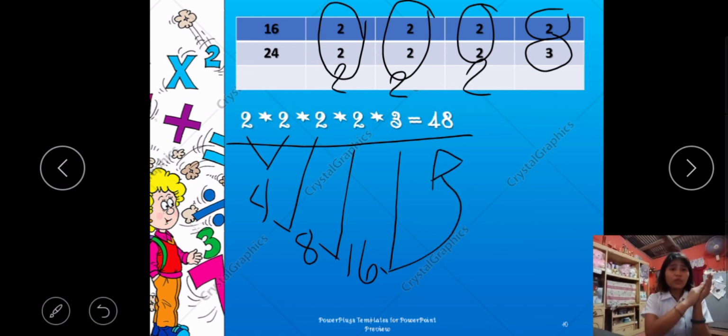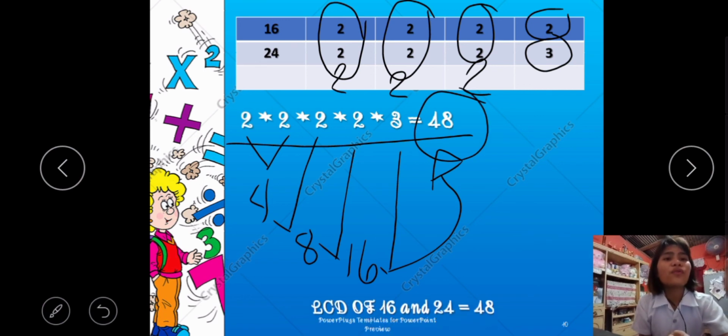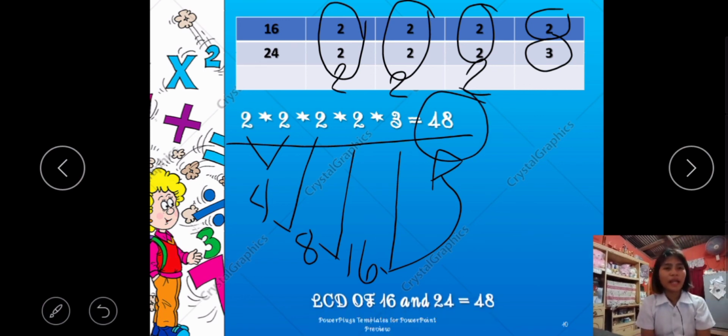So, the LCM of 16 and 24 is 48. And that's all. Thank you.